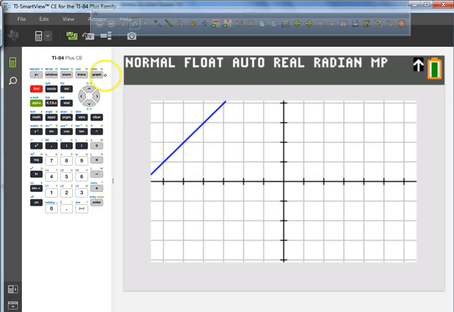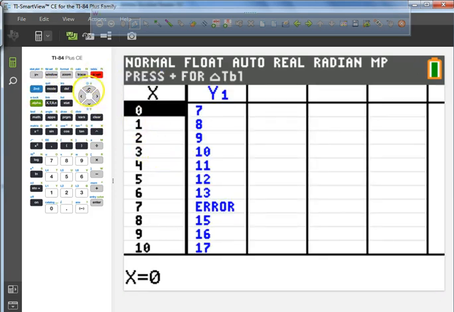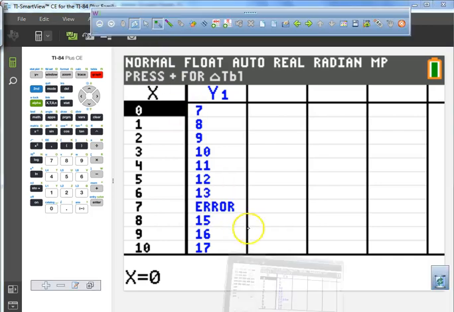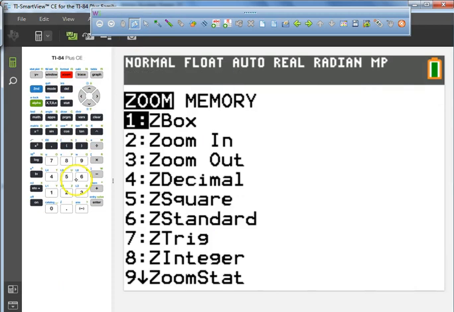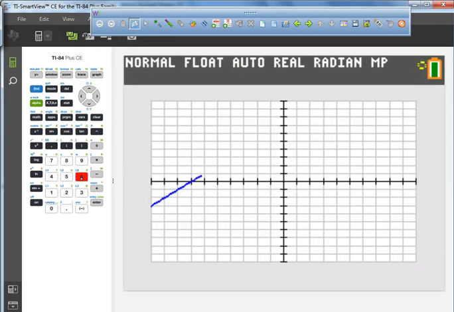Check your table. Right here, what does it say for 7? It says error. So right here, that's your example of removable. If I could just remove that one little tiny point, it would be continuous. That's why they call it removable discontinuity. Because if I hit zoom, say zoom standard, it looks like it's continuous, but there actually is one point where it is not.